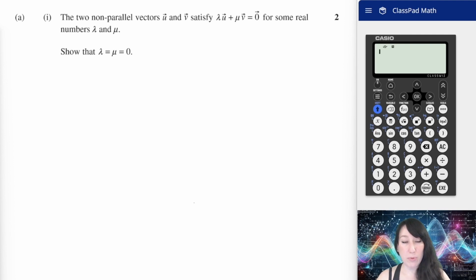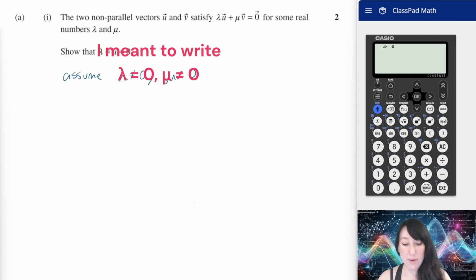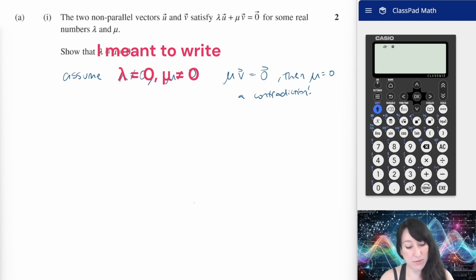Well, maybe we can try a proof by contradiction. Let's consider two cases. Would one of lambda or mu be able to be 0 while the other is not? If that were to happen, then one of these terms would become 0. So in this case, we'd have just mu times v is equal to 0. Now the only way for that to happen is for mu to be 0. So then let's assume that both of them are non-zero.